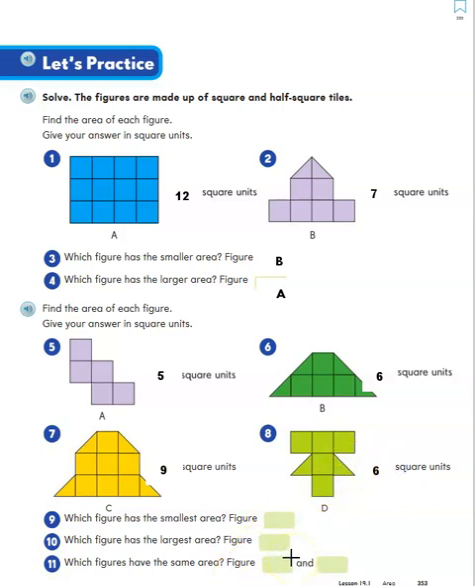Which figure has the smallest area? So that would be out of these 4 figures they're asking us. So that would of course be figure A, because that one is only 5 square units, and the rest are, well, 2 of them are 6, and the other one is 9. The one with the largest area would be figure C, because that one has 9. And then which 2 have the same? We can see that it would be figure B and figure D that have the same area.